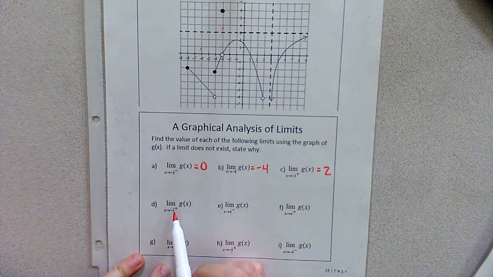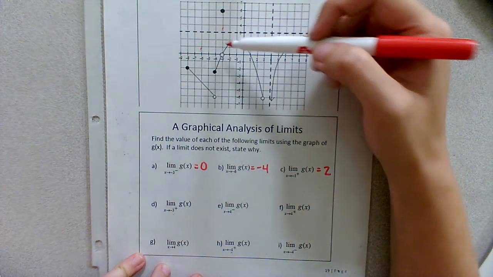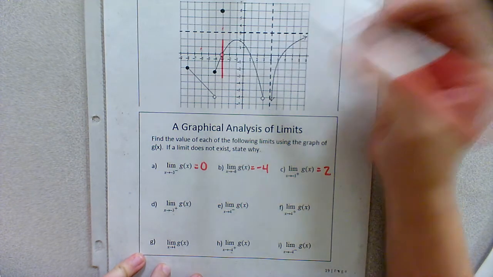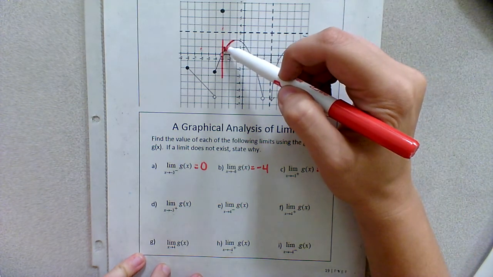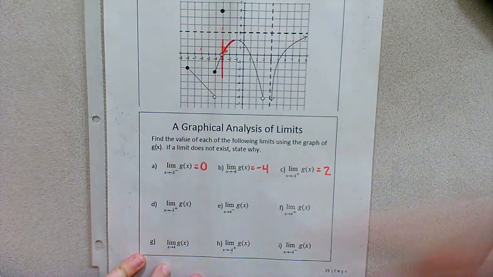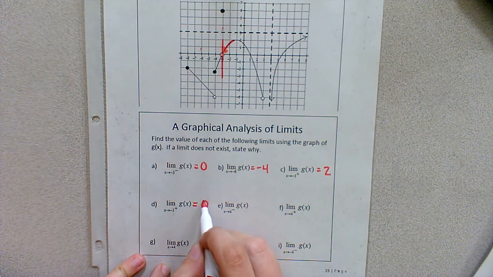Let's say we want to approach -3 from the right-hand side. So here's -3 coming in from the right. We're getting closer and closer to the hole, which has a height of 0.